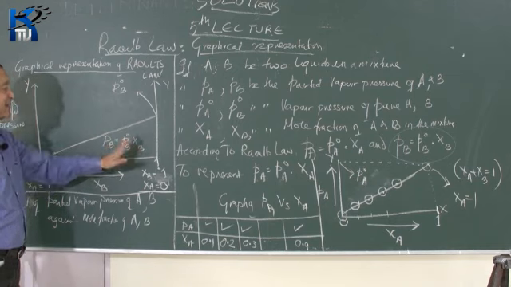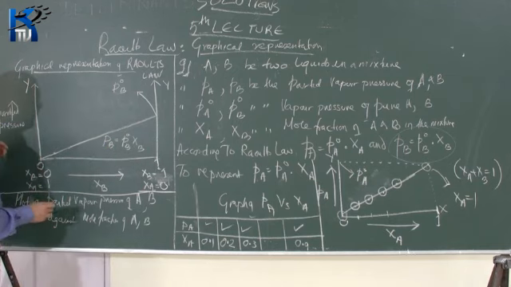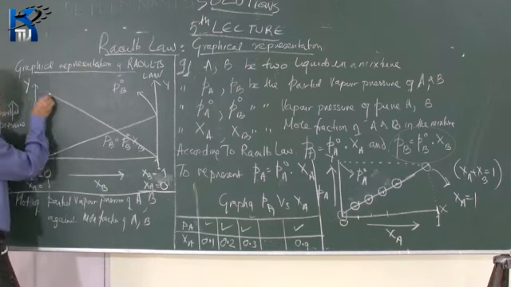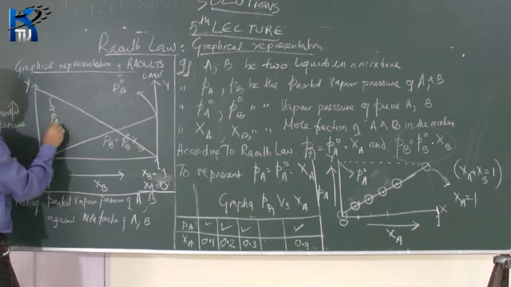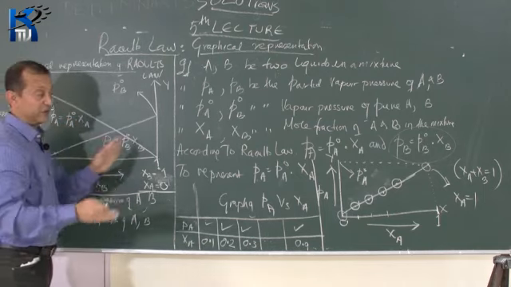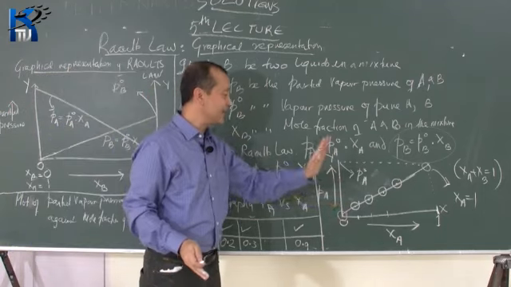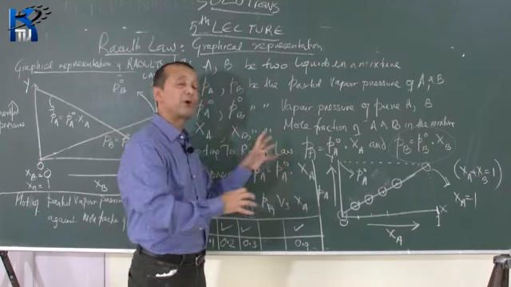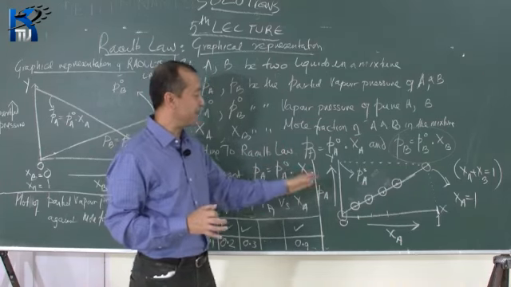Next, let's draw the graph of PA versus XA. The graph of PA versus XA will be something like this. This will be the graph of PA is equal to PA naught into XA. Don't confuse it with the earlier graph. In that graph I showed you just how the plotting is done for PA versus XA.